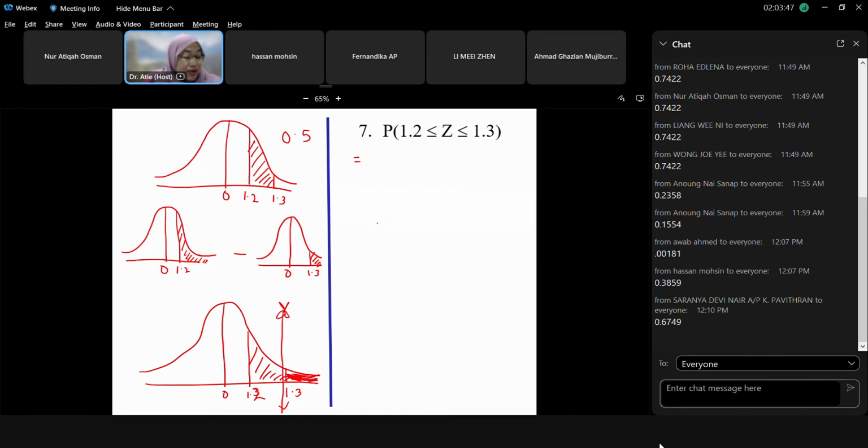Okay, for 1.2, I would like Shafi Izati, can you find me the area for 1.2? What is the area?